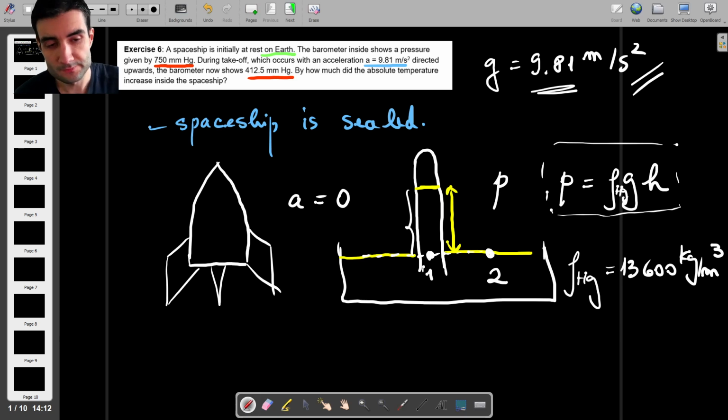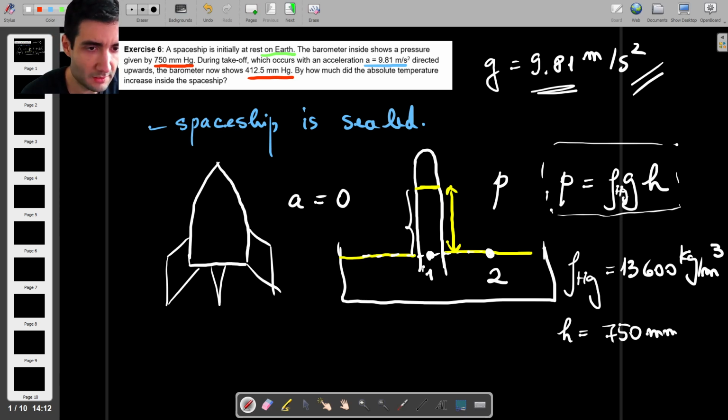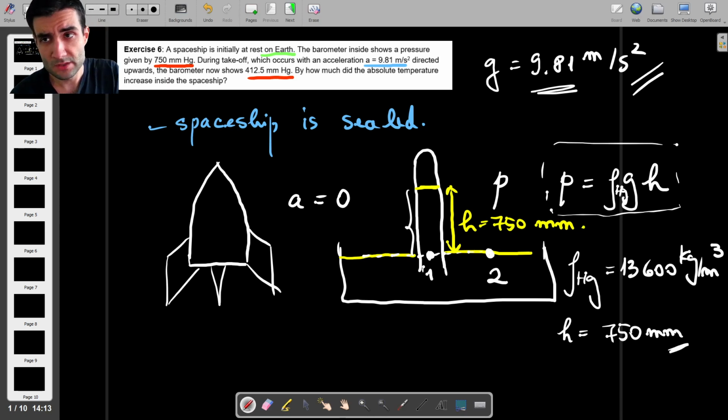And then h, the first h that we're using is the one when the rocket is stationary. So this h is 750 millimeters. It's literally this height, 750 millimeters. And this gives us the pressure inside the spaceship, but we're not actually going to put in numbers yet. We're going to do that later.